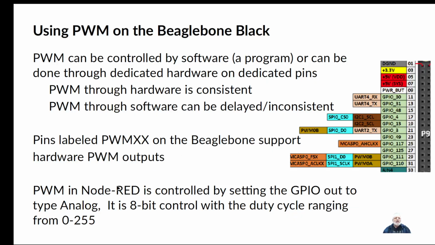Now the way these work inside of the Node-RED software is that it's an 8-bit control for the duty cycle. So 8 bits means 2 to the 8th, which gives you a maximum of 255. So your range is 0 to 255. If you output a 255, it would be on all the time.